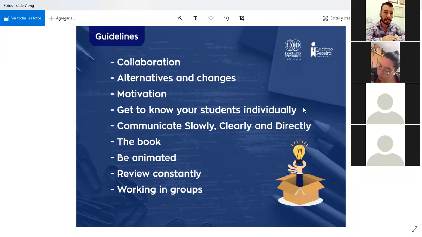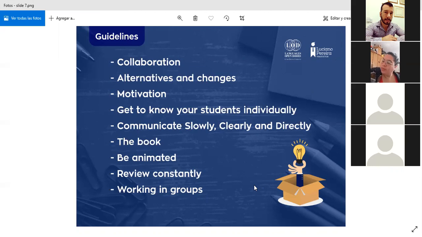Next, be animated. The teacher has to bring to the classroom a good energy. I know sometimes it's difficult. I know we are not always on our best side. However, our energy, or our vibe, is what is going to motivate my group of students.